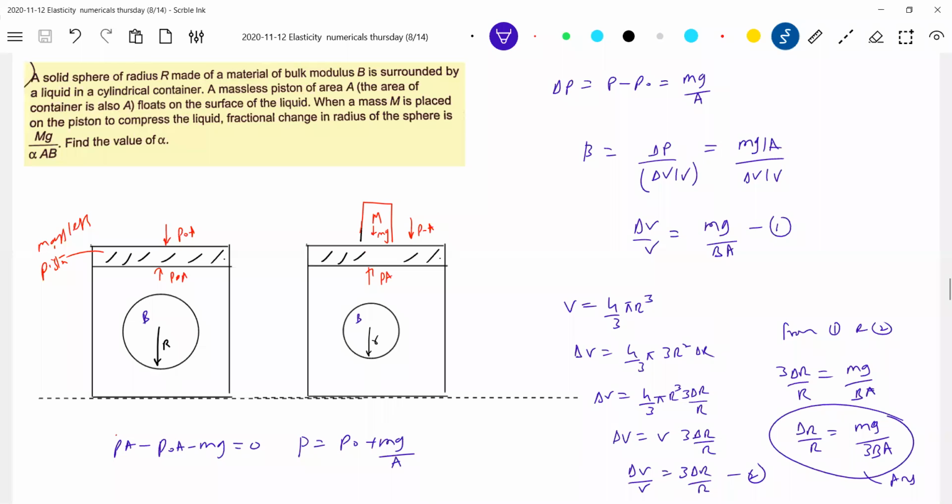I adjusted 1 R here. I multiply and divide by R, so that I'll get 4 by 3 pi R cube. That 4 by 3 pi R cube will become V. So then I know the fractional change in volume.